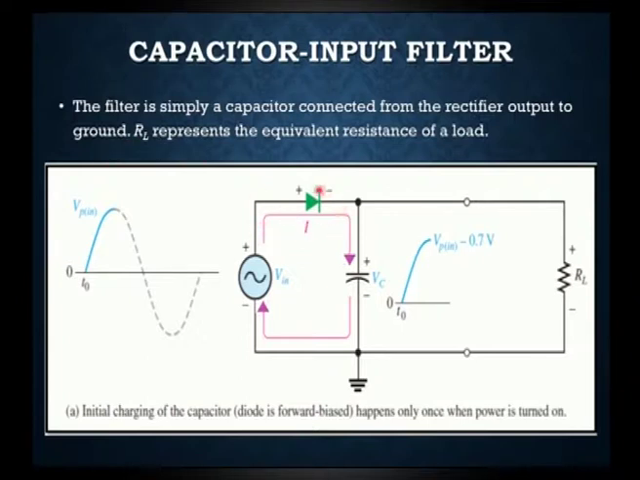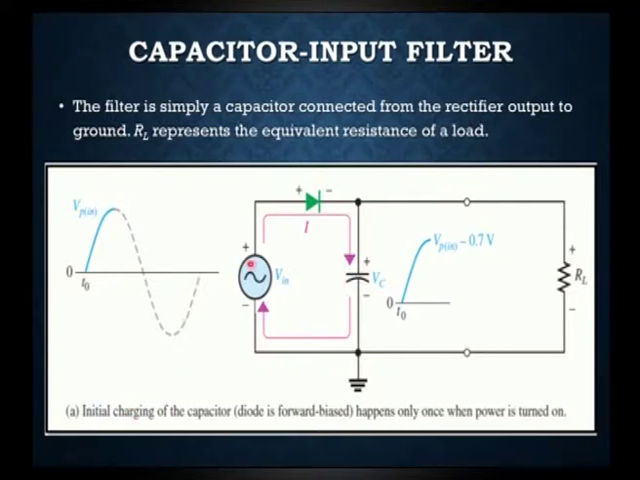Here is the diode circuit, a half wave rectifier circuit. To the output of this rectifier circuit we connect a capacitor, where RL represents the equivalent load resistance, and this is the capacitor, a simple capacitor, which acts as the filter here.